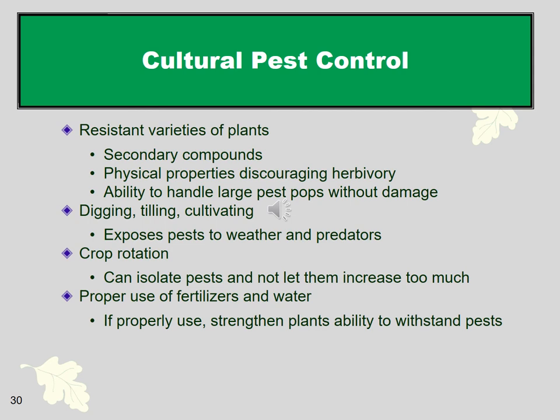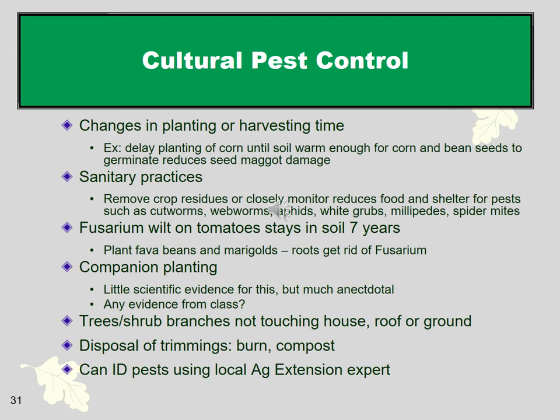When you use synthetic chemical fertilizers, you're giving them a huge rush of fertilizer and growth, and that succulent new growth really attracts pests. Fast-growing tissues on plants are softer and more vulnerable, and you get a bigger pest outbreak in those situations. You can also change the planting and harvesting times of plants. Say, delay planting of corn until the soil is warm enough for the corn and bean seeds to germinate, and that reduces seed maggot damage. If you have too wet and moist soil, you could encourage seed maggots to come out. But if you wait a little longer, it's past their prime, and that'll allow your crop to miss that particular stage of the peak of the pest's life.